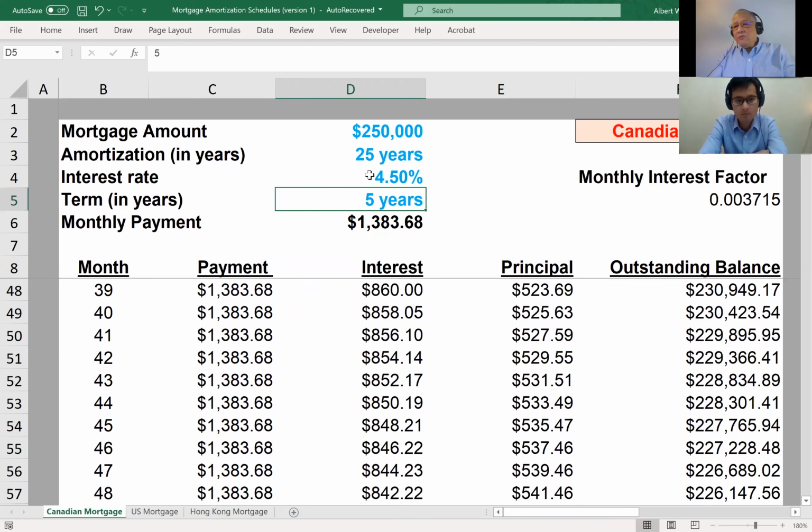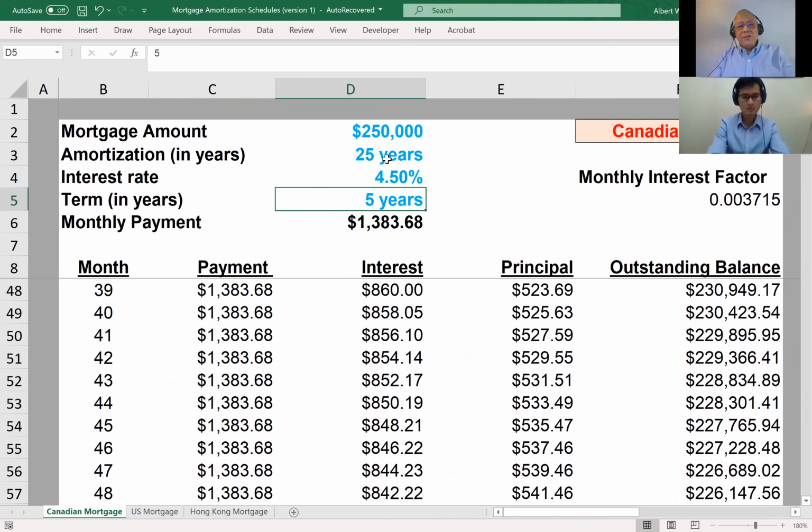Now, in the USA, because the market is much bigger, you actually see mortgages that have a much longer term, like 10 years, or even the rate is committed for the whole 25 years or 30 years for that matter. So that's the difference between the Canadian market and the US market.